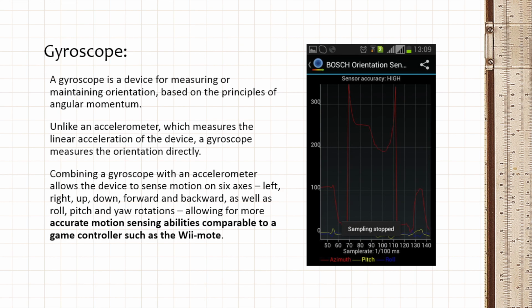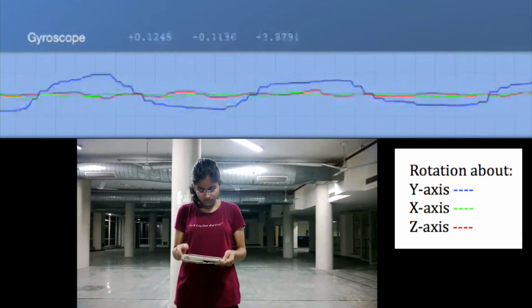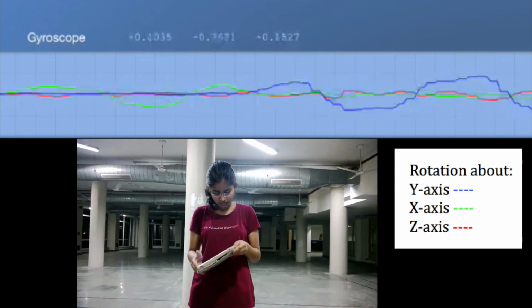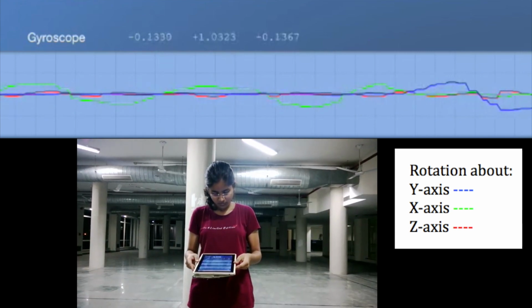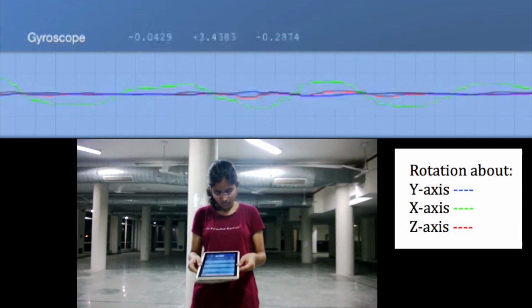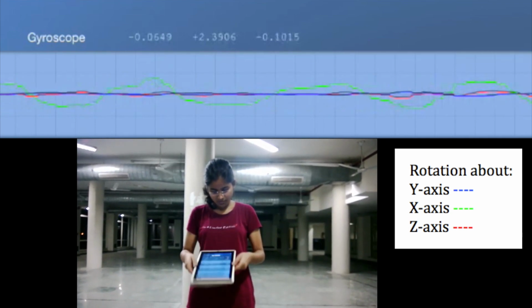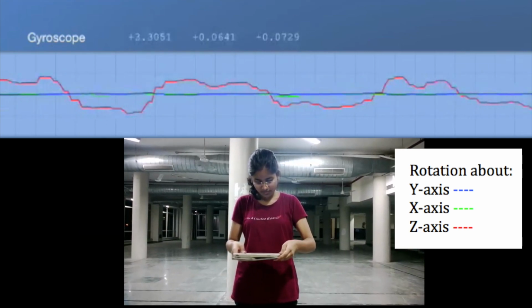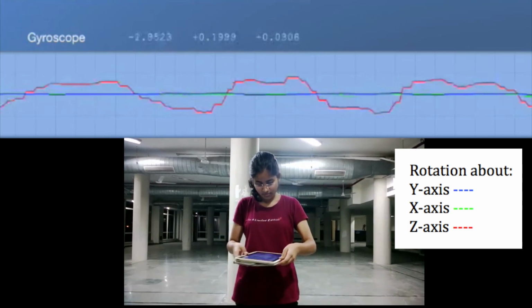A gyroscope is a device for measuring or maintaining orientation based on the principles of angular momentum. Unlike an accelerometer, which measures the linear acceleration, a gyroscope measures the orientation directly. It depicts the changes in the angular momentum or the orientation. Rotation about the y-axis is depicted by the blue line. Rotation about the x-axis is depicted by the green line. The faster the device is rotated, the greater is the magnitude of the rise or fall of the graph. Rotation about the z-axis is depicted by the red line.